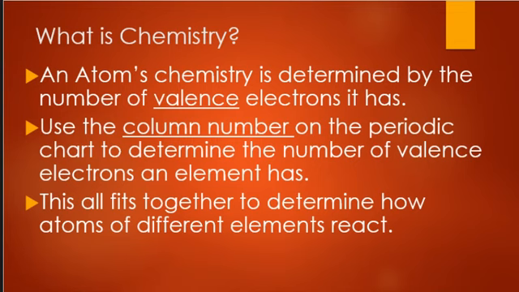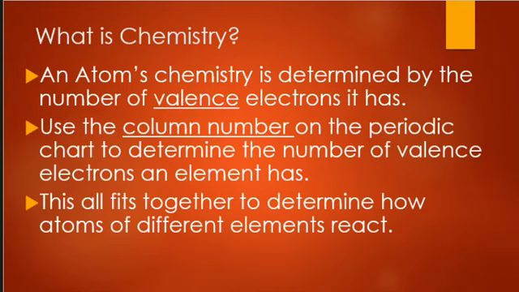Okay, so what is chemistry? An atom's chemistry is determined by the number of valence electrons it has. This is review, that was at the top. Use the column number on the periodic chart to determine the number of valence electrons. And this all fits together to determine how atoms of different elements react with one another.